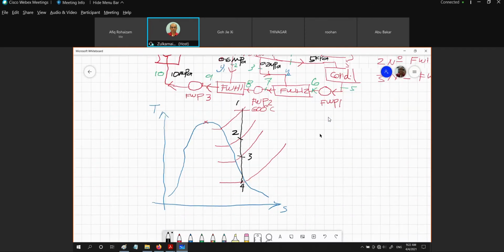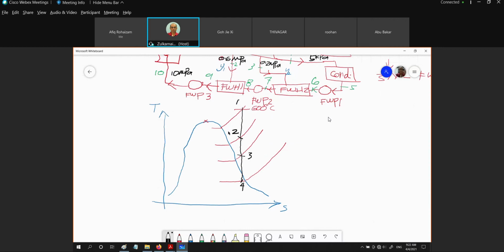Okay? But please take note, for 2, 3, and 4, we need to determine the actual state. Based on my sketching right now, it seems that 2 is superheated vapor, 3 is superheated vapor, and 4 is mixture. I could be wrong. Okay? I could be wrong. Then you need to prove the state.